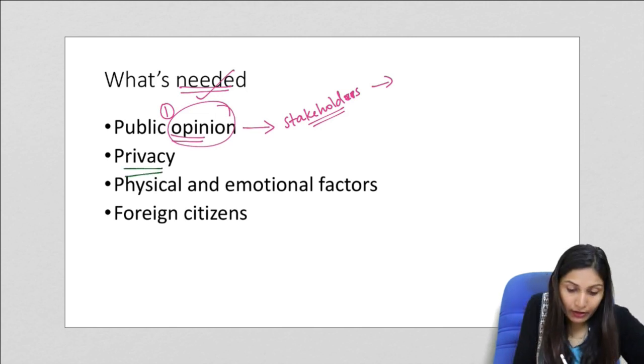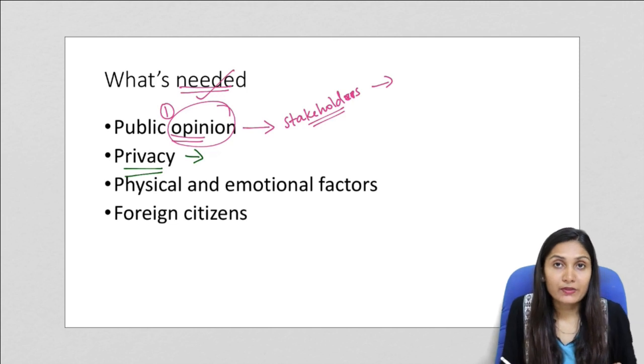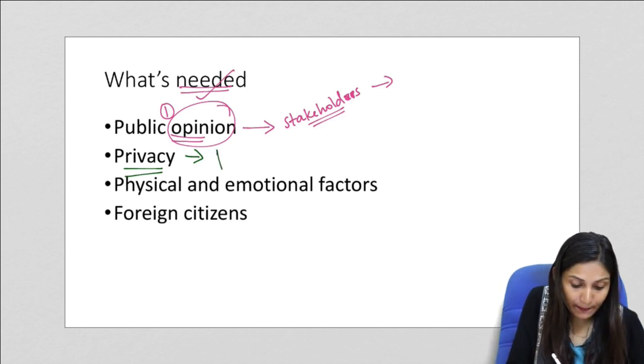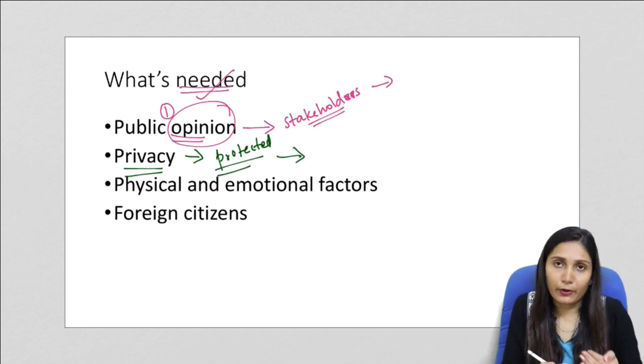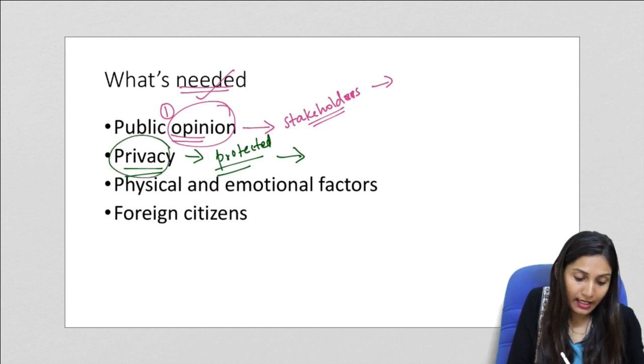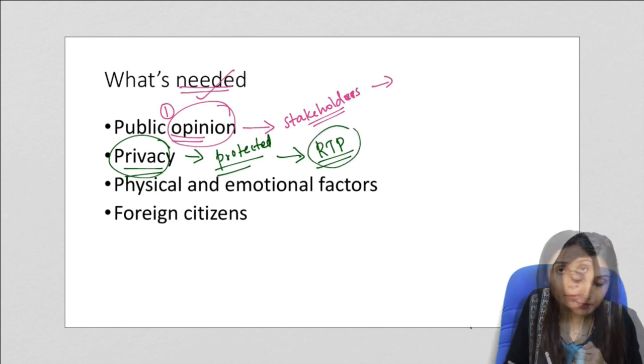Secondly, the privacy of women should be protected. So the surrogate mother's privacy should be respected and protected. And the choice of reproduction of a woman, the surrogate mother, is something that is included in the right to privacy. So this should be protected.